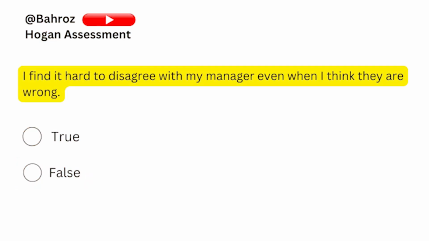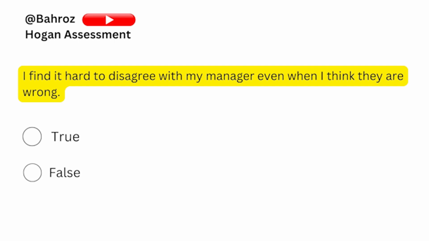Question 8. I find it hard to disagree with my manager even when I think they are wrong. This one catches a lot of people. On the surface, it sounds like loyalty and respect for authority, which seems good, right? But the dutiful scale is actually measuring whether you have the backbone to push back, to challenge upwards, to speak up when something is not right.